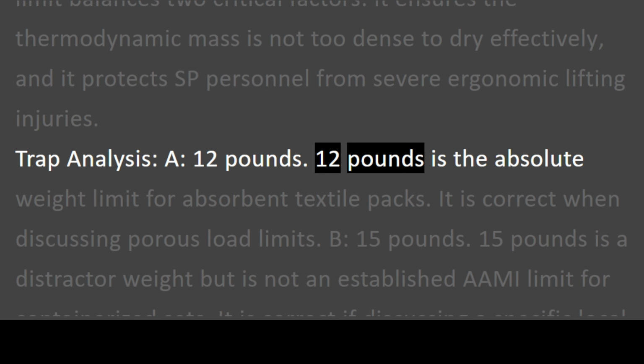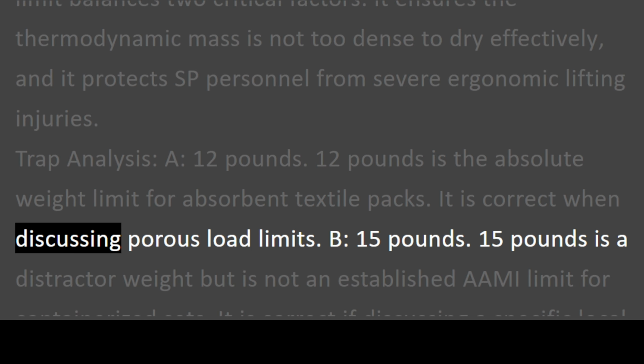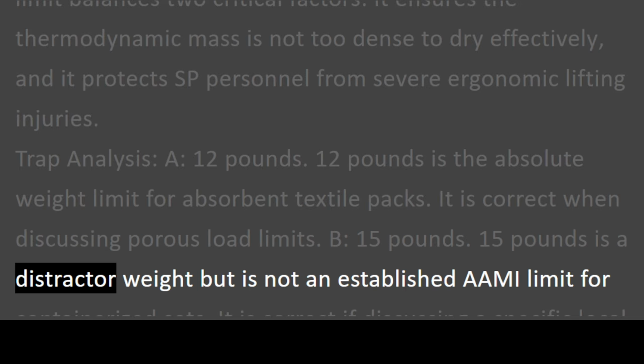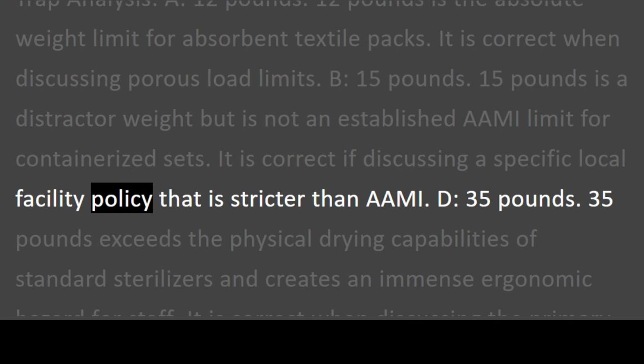12 pounds. 12 pounds is the absolute weight limit for absorbent textile packs. It is correct when discussing porous load limits. B. 15 pounds. 15 pounds is a distractor weight but is not an established AAMI limit for containerized sets. It is correct if discussing a specific local facility policy that is stricter than AAMI.